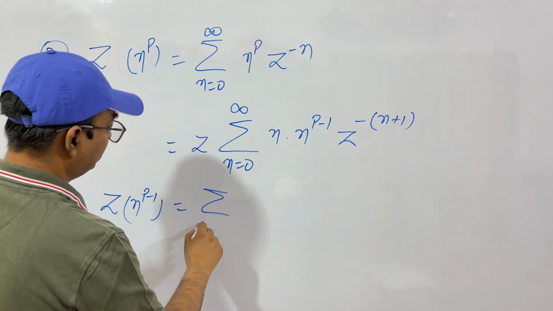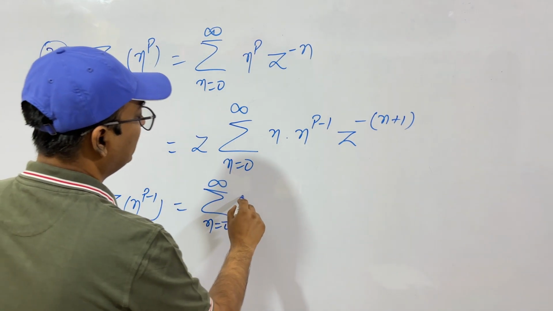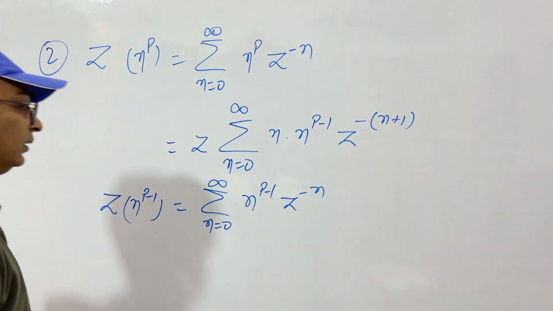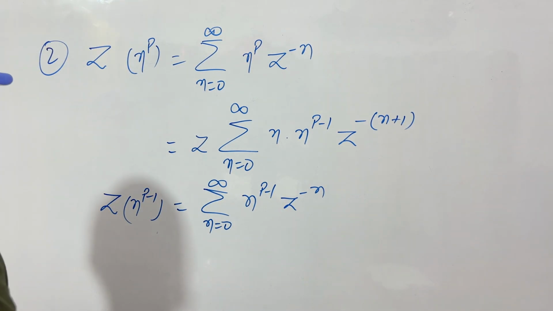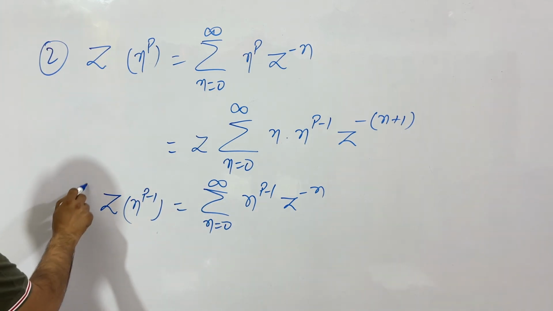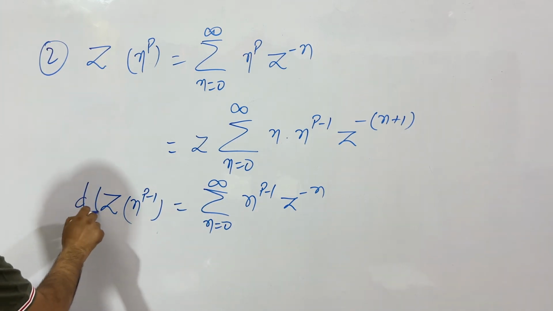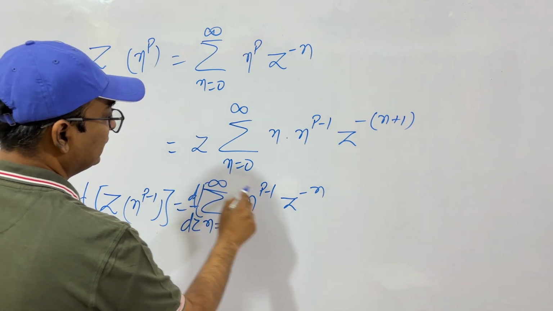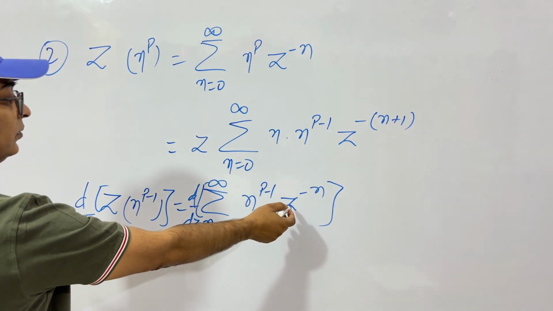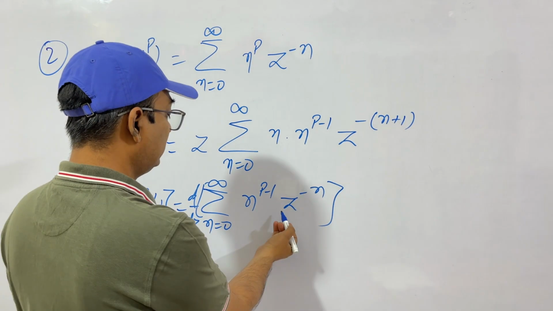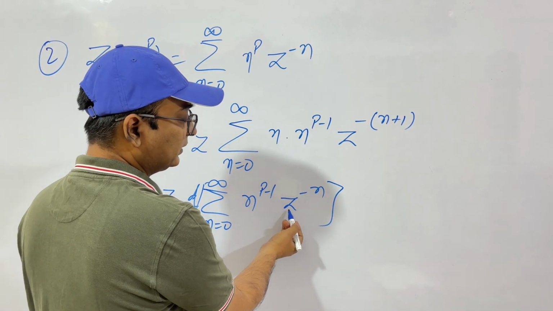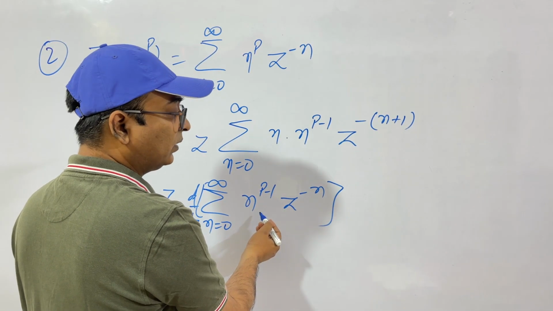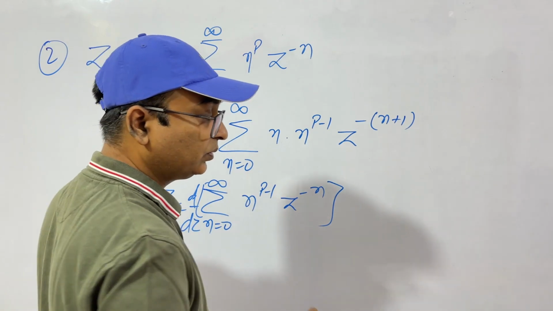So it will be the sum from n equal to 0 to infinity of n^(p-1) z^(-n), from our basic formula. Now what we do, we take d by dz of this. Here we have z only, so when you take the derivative, you will get z^(-n-1) and minus n out. This is how we do it.